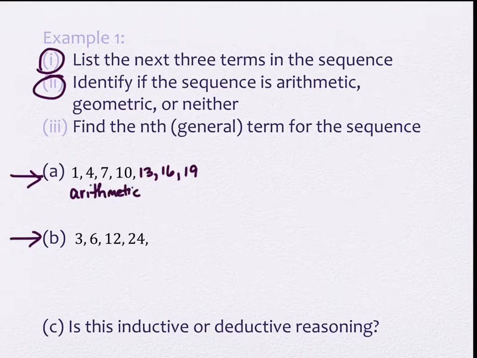Okay, over here on this side of the room. Someone sort of here in the middle. What did you get for your next 3 terms on part B? 48, 96, and 192. Okay, does everyone agree? Excellent. And then, is it arithmetic or geometric? One of you 3. What'd you get? Geometric, I agree. Okay, is everybody good so far?